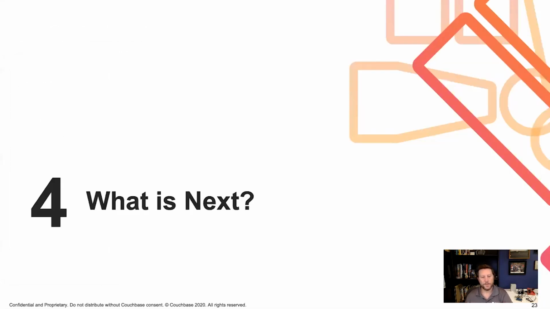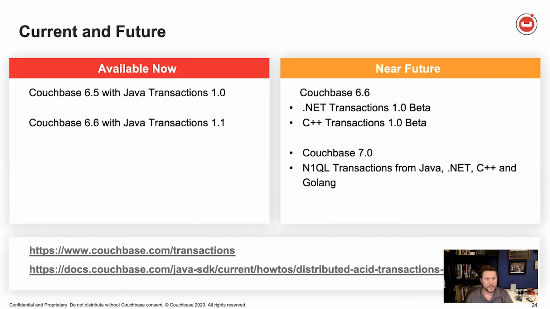So let me give you a sense of where we are currently and what's next. Everything I've used here is shipping now. Couchbase Server 6.5 with Transactions 1.0 shipped about 5 or 6 months ago. Couchbase Server 6.6 with Java Transactions 1.1, mainly some performance enhancements, and a couple of nice things with respect to indexes and when data is available in the system were changed in Java Transactions 1.1, and that's been shipping for, I think, 2 or 3 months now.